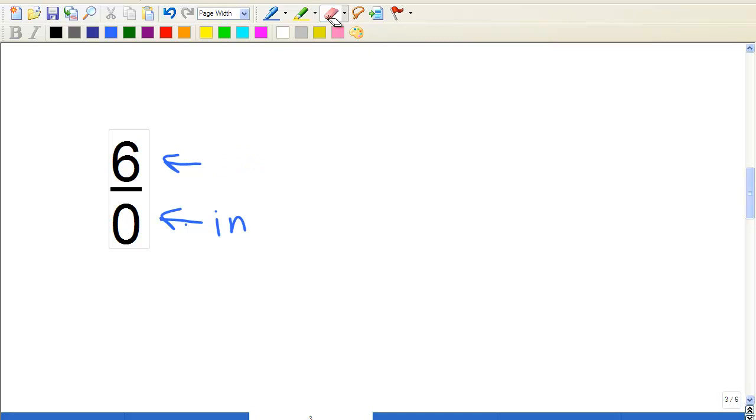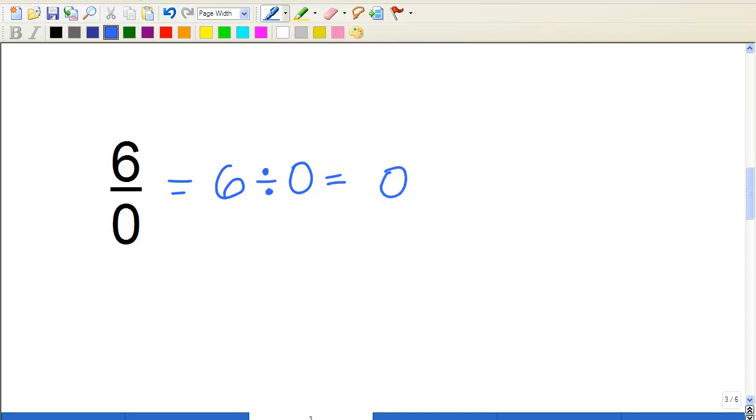But where this really has problems is when you look at this and you remember that a fraction is actually a division problem. I know that's kind of hard to wrap your head around, but it is. It's just another way of writing division. So this is 6 divided by 0. Another way of looking at that is 0 times what equals 6.